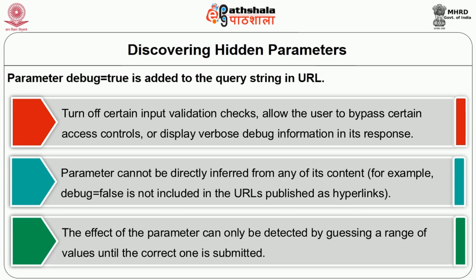In many cases, the fact that the application handles this parameter cannot be directly inferred from any of its contents. It means that if debug=false is not in the URLs, it is not published as a hyperlink. The effect of the parameter can only be detected by guessing a range of values until the correct one is submitted. So this is how we can discover the hidden parameters.